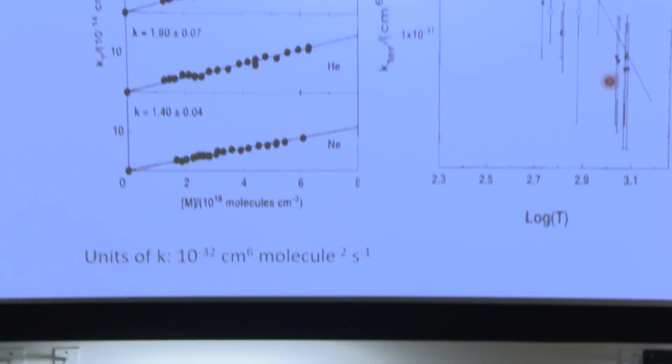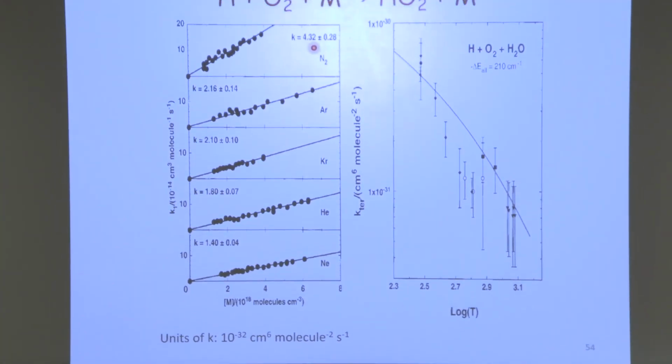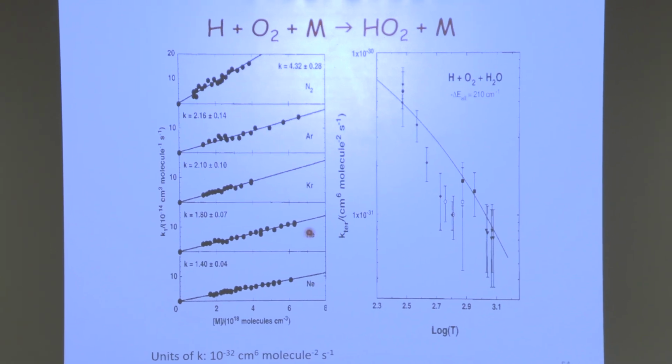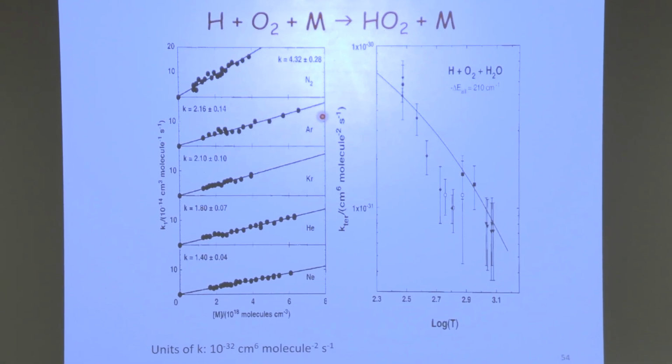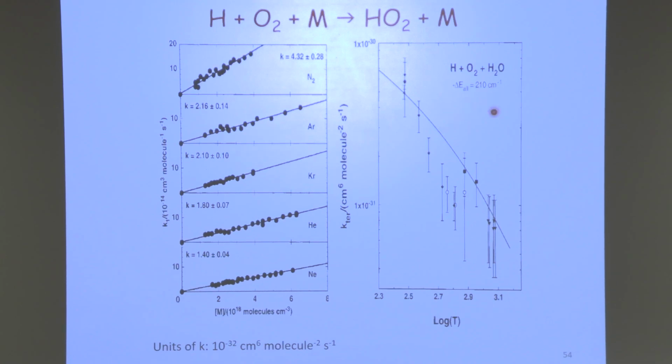Here's some of the examples with different gases. On the left is rates with different nitrogen, argon, krypton, helium, neon. A lot of these look a lot the same. All these gases look about the same, but then if you do it with water, it's way different.